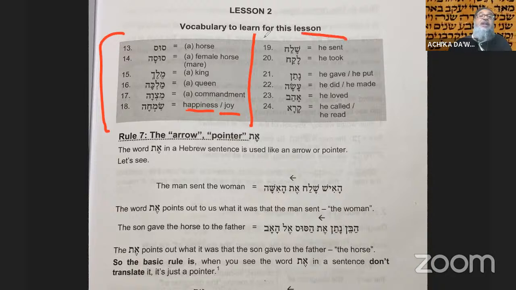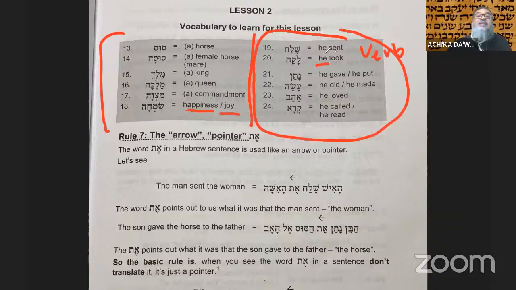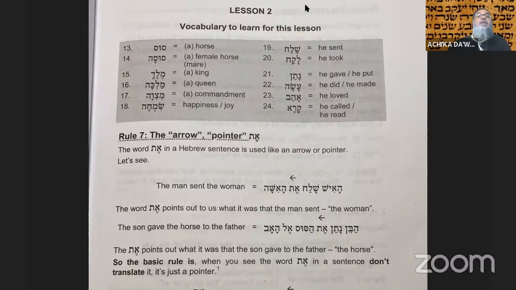Over on this side right here, what we have are the verbs. And that's why it says he sent or he took or he gave and he did and he loved and he called and he read. If you know how to read the Hebrew, which we've learned a couple of these words from last week, you would kind of know what it is, like lakak was from last week as well. So you're going to get your vocabularies. Those vocabulary words are going to be used within the lesson. So that's why they're giving it to us.